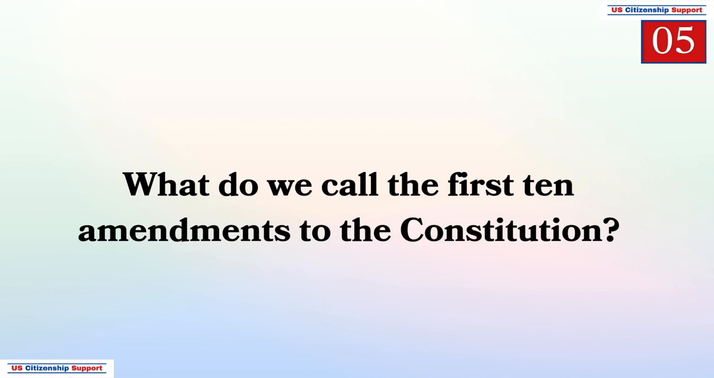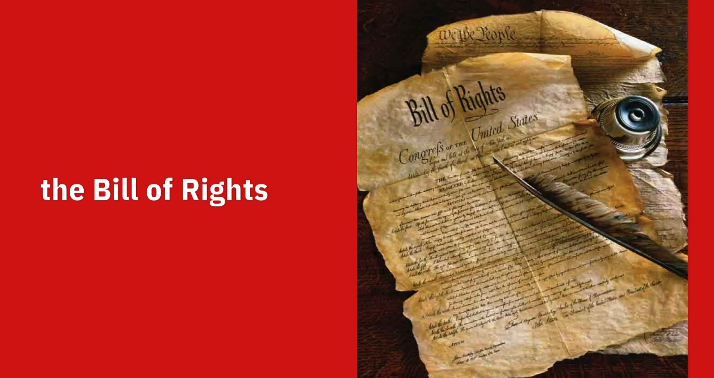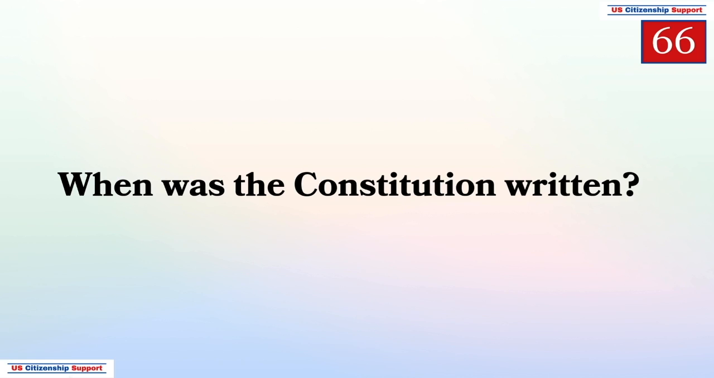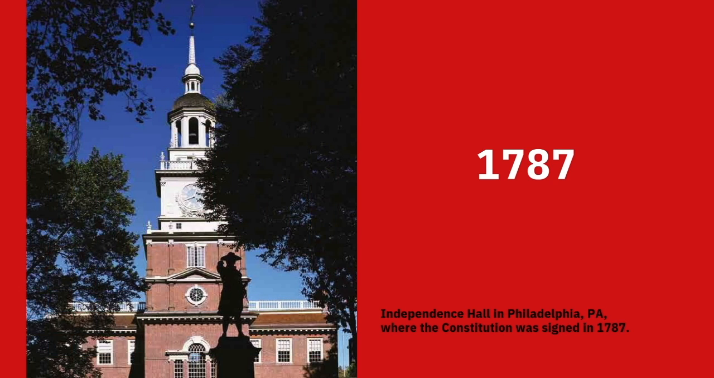What do we call the first 10 amendments to the Constitution? The Bill of Rights. When was the Constitution written? 1787.